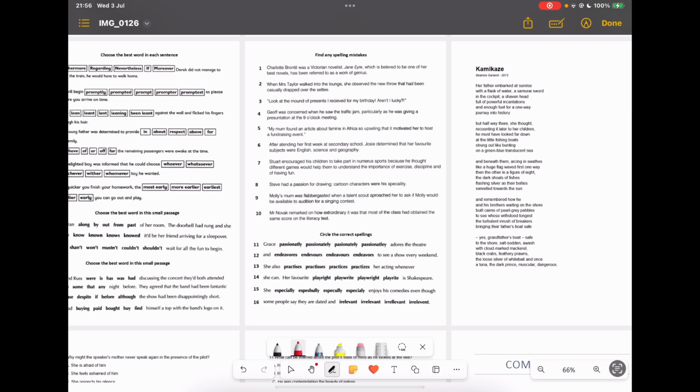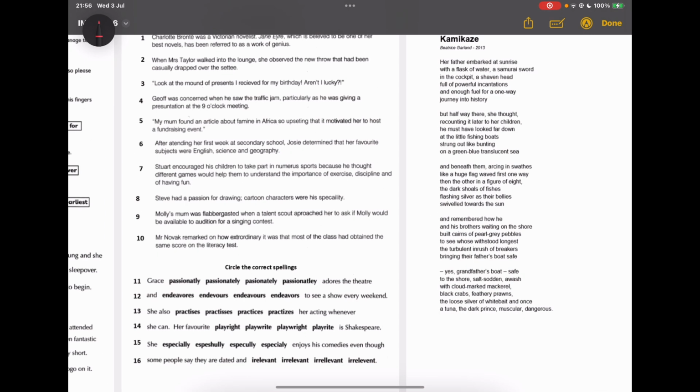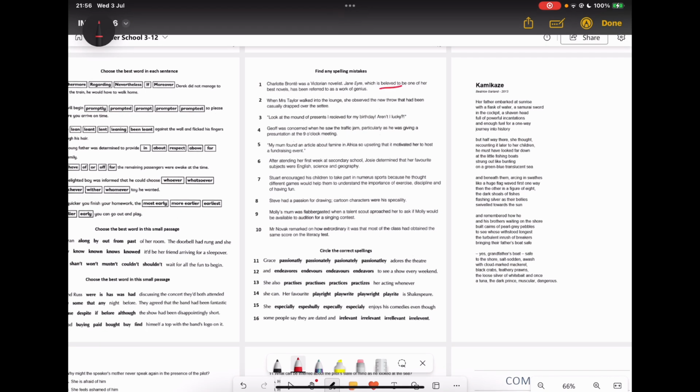And next is spelling mistakes. Charlotte Bronte was a Victorian novelist. Jane Eyre, which is believed to be one of her best novels, has been referred to as a work of genius. Well, this one is believed. So believed should have an I before the second E. So BELIEVED. And next is question 2.